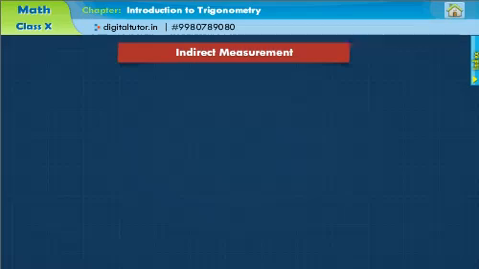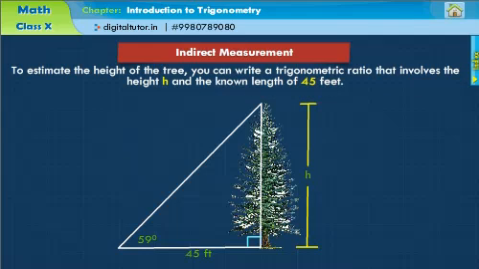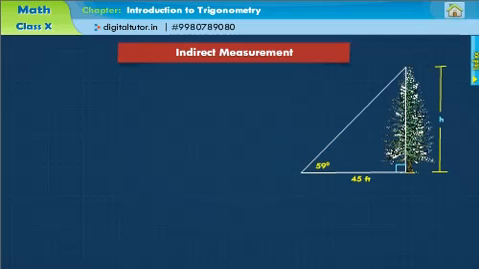Indirect measurement. You are measuring the height of a Sitka spruce tree in Alaska. You stand 45 feet from the base of the tree. You measure the angle of elevation from a point on the ground to the top of the tree to be 59 degrees. To estimate the height of the tree, you can write a trigonometric ratio that involves the height h and the known length of 45 feet. Let's observe the following.